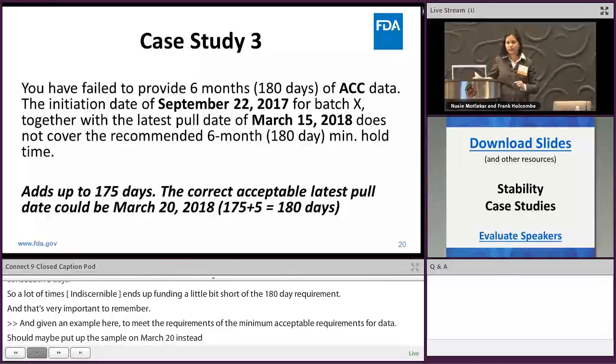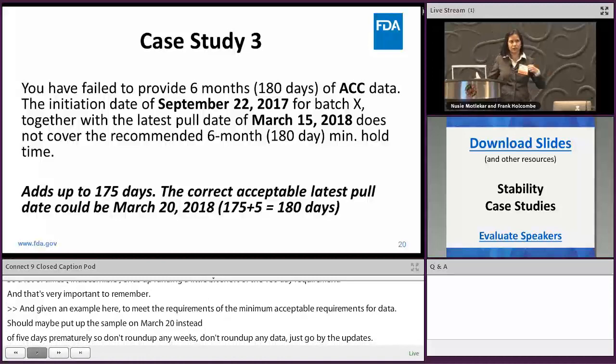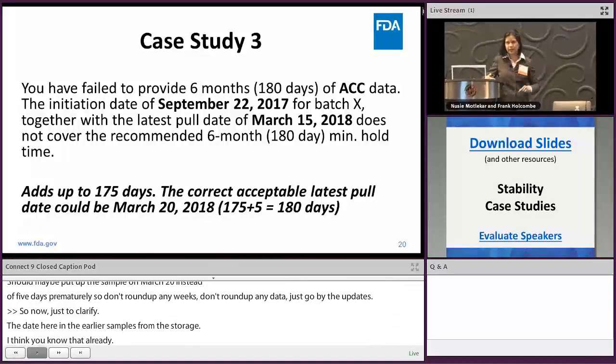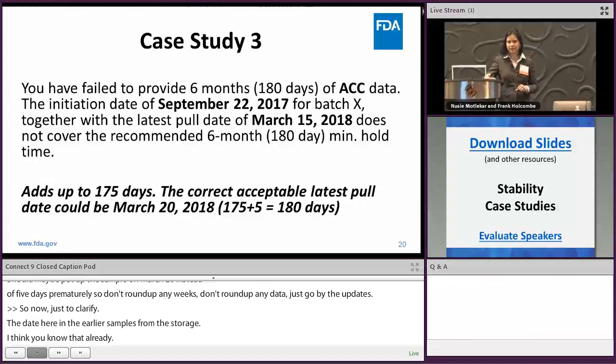Okay. So now, just to clarify, pull date here refers to the removal of samples from the storage chamber. I think you know that already. And so hopefully after today, we'll only get 180 days worth of data and we won't get any half a day less. Thank God we don't yet start counting the hours. So you have some leeway.